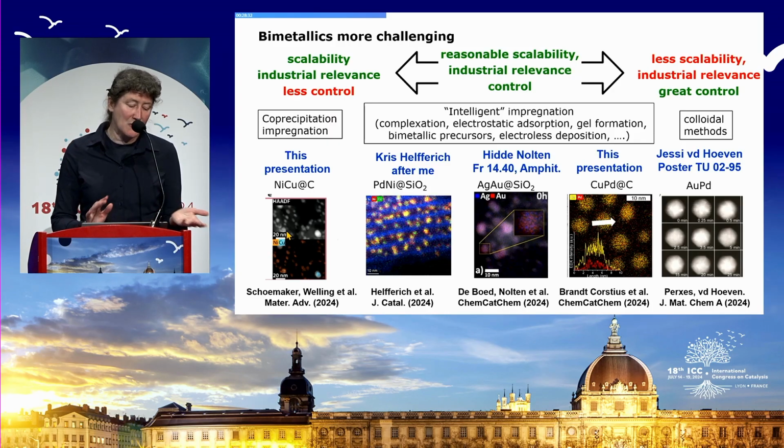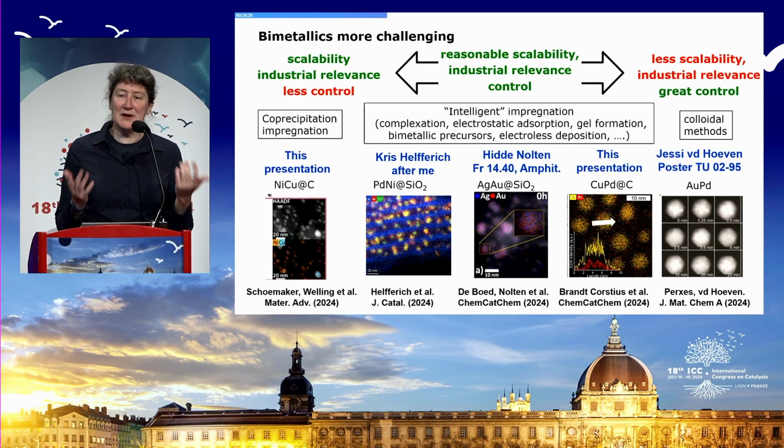In this presentation I will use some nickel copper, which is made by a really crude technique, I would say, because they can be derived from a nitrate precursor in the same manner. But I will also use some copper palladium, which is made by a nice colloidal technique, where there's much more control. And in the session after me, Chris Helfrich will give a talk about palladium nickel, and also Hidden Knowlton, another PhD candidate from our group, will give a talk on Friday about silver and gold.